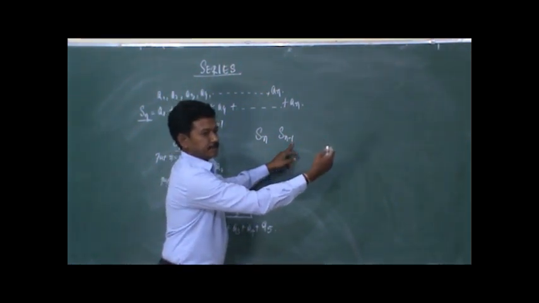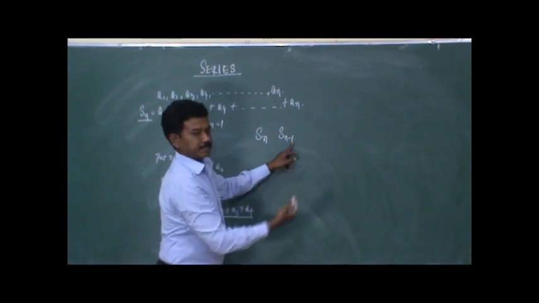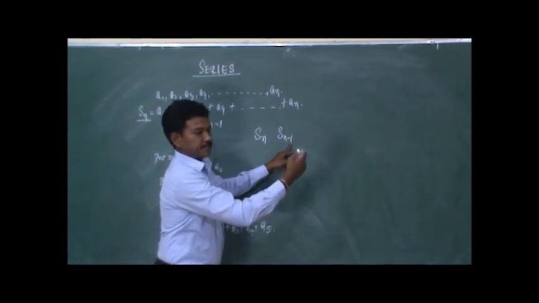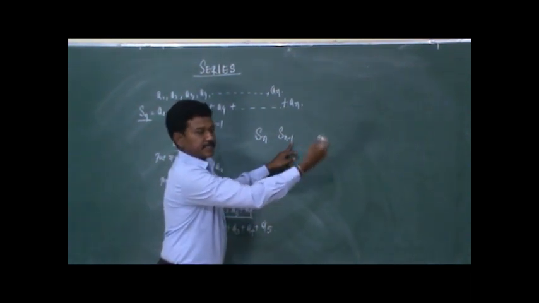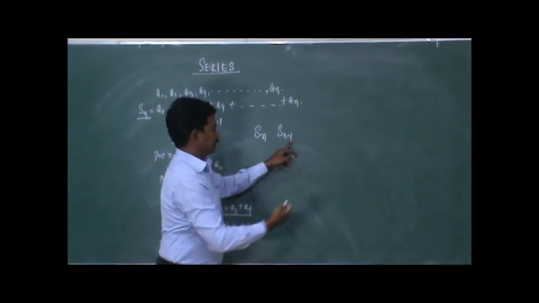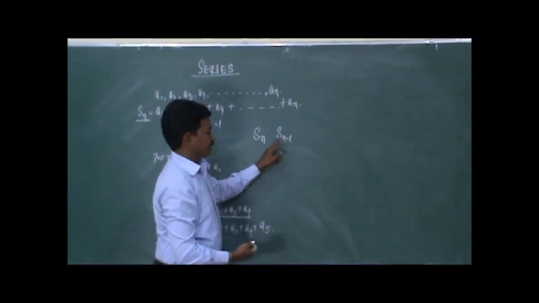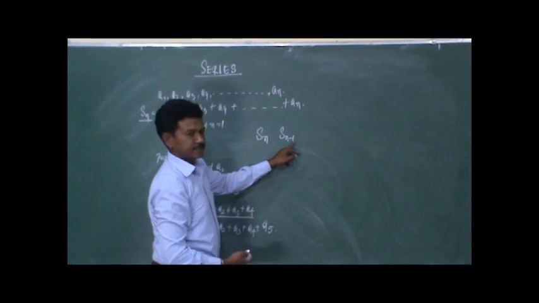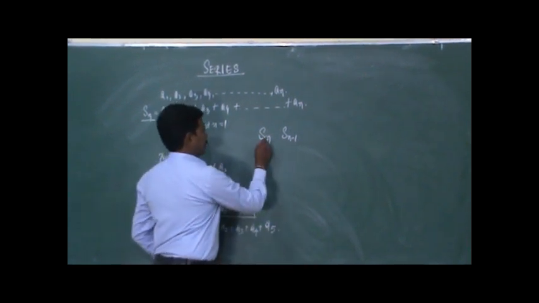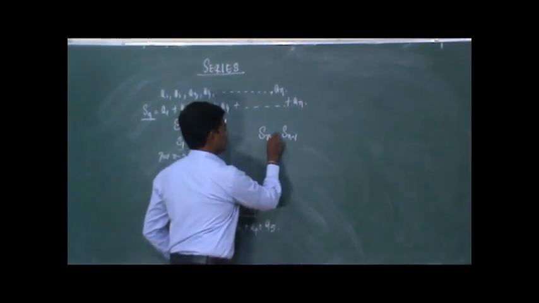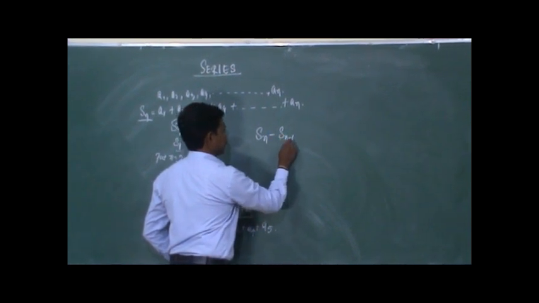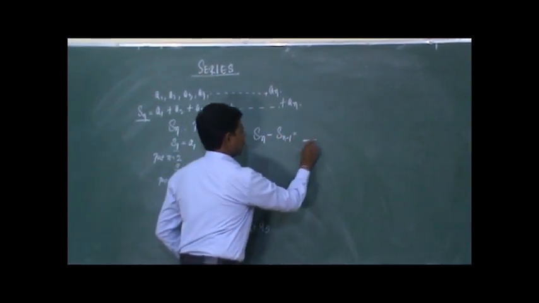Last term minus preceding term. The term which is behind the last term is n minus 1. So if you take the sum of the n terms, and I subtract the sum of the n minus 1 terms, can you guess what I get?